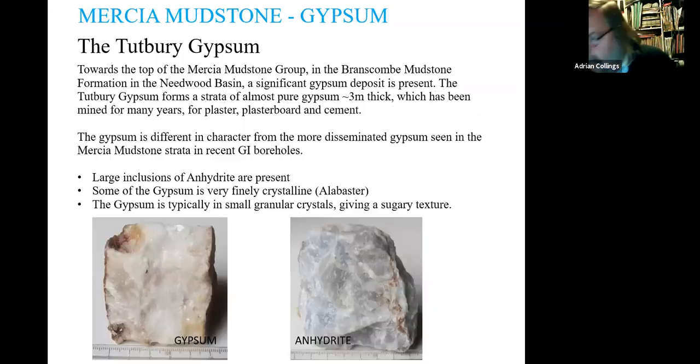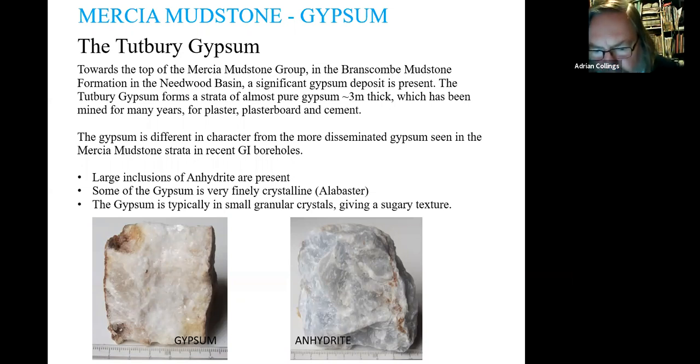I'm now going to move on to talk about the Tutbury gypsum. Towards the top of the Mercia Mudstone group, in the Branscombe Mudstone Formation in the Needwood Basin, a significant gypsum deposit is present. The Tutbury gypsum forms a stratum of almost pure gypsum, about 3, perhaps even 5 meters thick, which has been mined for many years for plasterboard and cement.